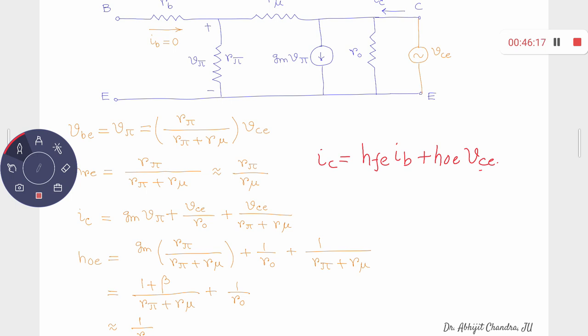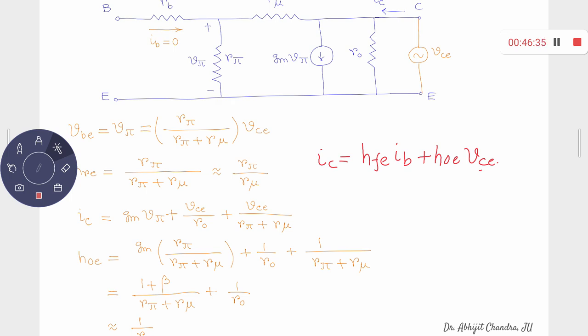If I apply KCL over there, you have three components of the current. One is that current, gm v pi. Another is the current through this, and another is the current through this. What is the current through R naught? Voltage is VC, so the current is VC upon R naught.